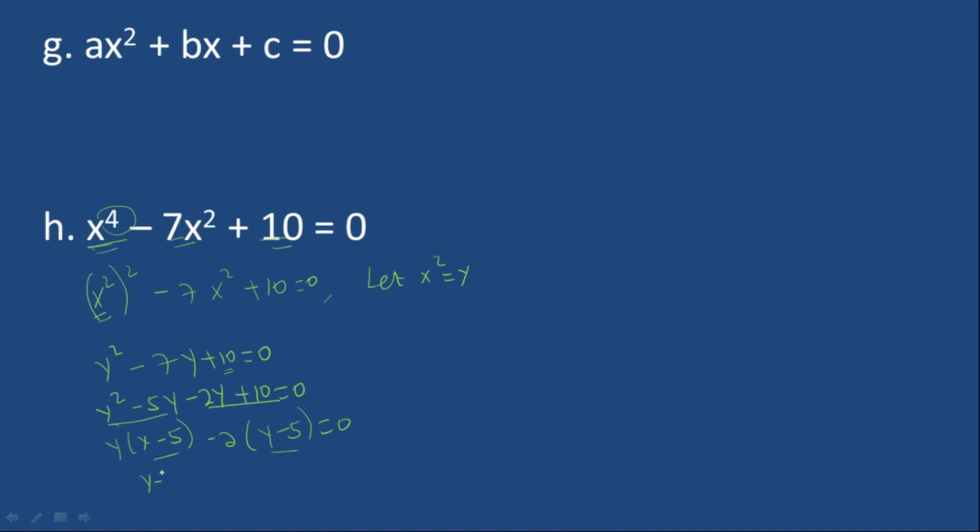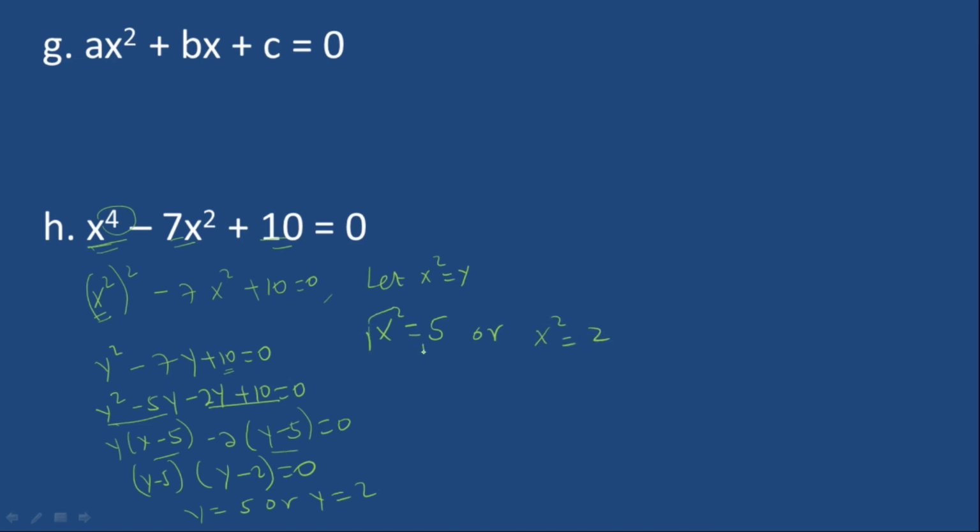So (y minus 5) times (y minus 2) is equal to 0. From this, y is equal to 5 or y is equal to how much? 2. But we didn't finish it. We have to go back to this one. So from this, either x squared is equal to 5 or x squared is equal to how much? 2.